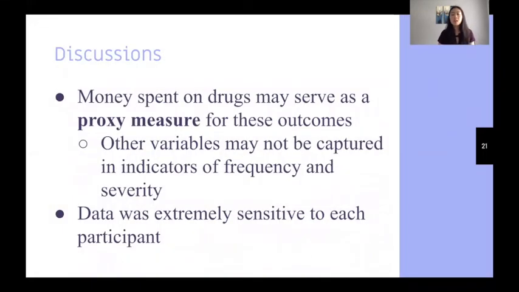Along with this, money spent on drugs was consistent across severity and frequency, which is a good thing, and which also means that it could serve as a proxy measure for these outcomes. The other variables may not have been captured in the indicators of frequency and severity, but that doesn't mean that, though we can't draw conclusions from it, we can't take a look at the correlations that I did end up finding and see how that information can benefit us and point us in correct directions for future studies.